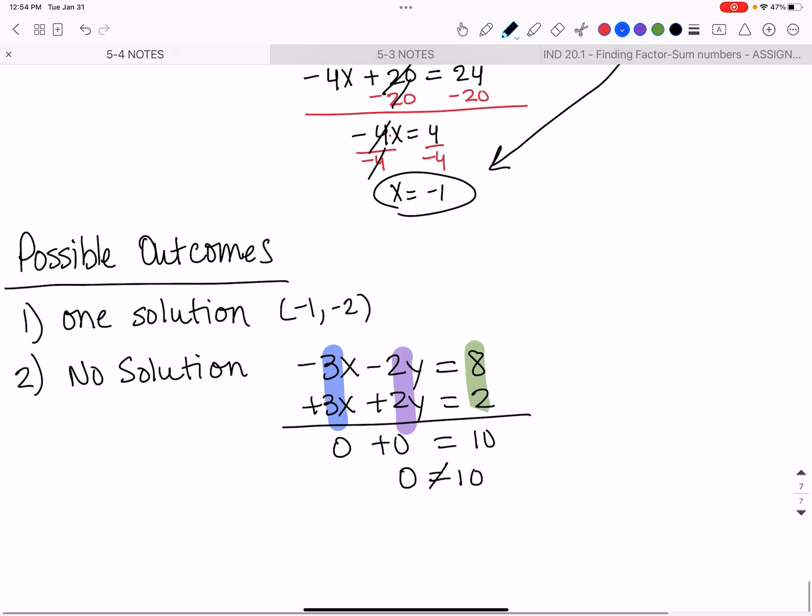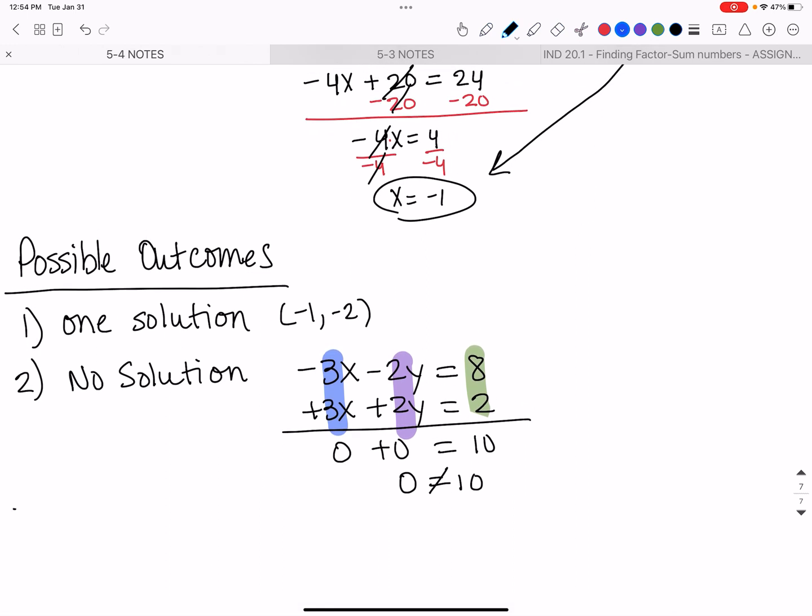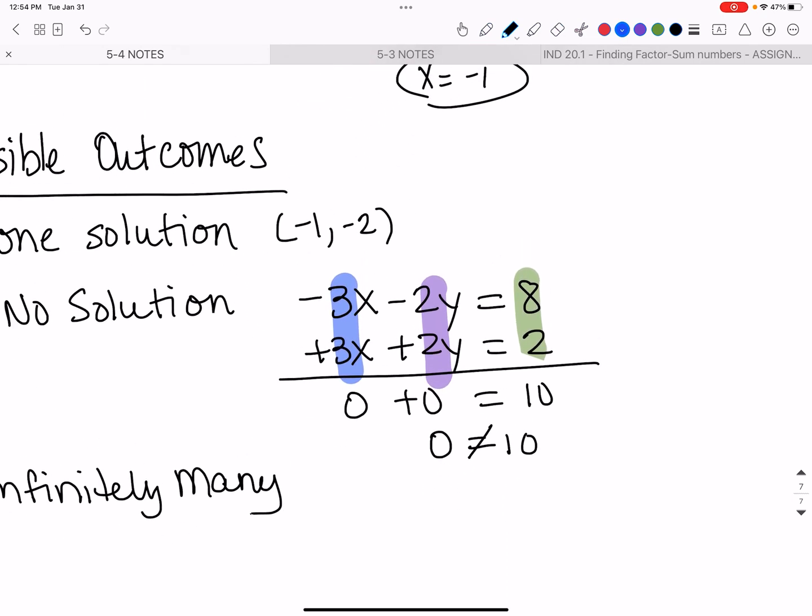No solution is a special case where your x's and your y's both zero out, and what you're left with is an untrue statement. Now, an example of infinitely many, which is the third possible outcome when you're solving a system of equations. An example of infinitely many would be, let me just make up an equation here, I've got to write a little bit smaller, okay, let's make it sort of similar.